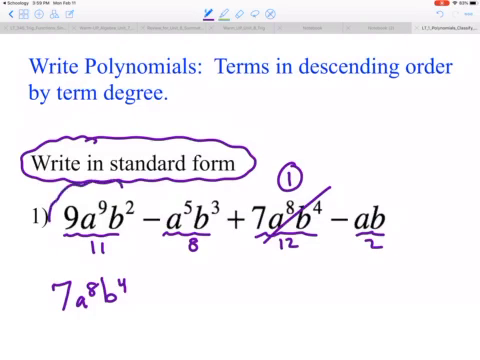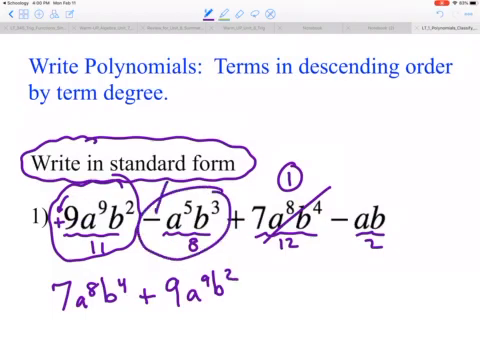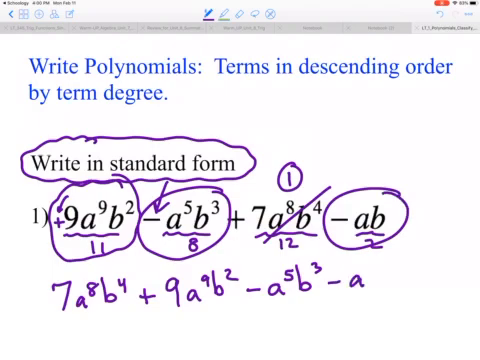My next highest degree is this term. Because there's nothing in front of the 9, it is a positive 9. So it's plus 9a to the 9th, b squared. My next one is this one, but don't forget about the minus. So it's minus a to the 5th, b cubed. And then my last one is this term, minus ab. So for standard form, we write our polynomials descending by degree.